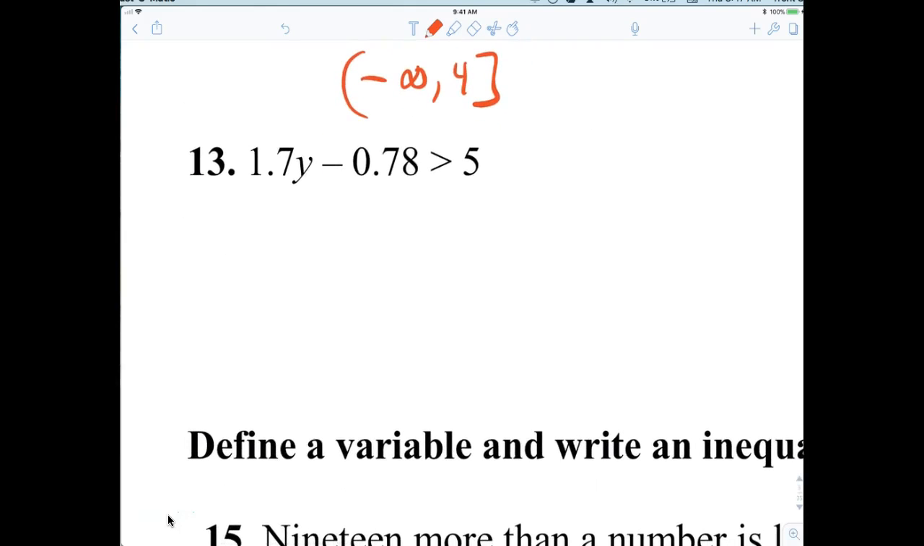All right, so here we go. Now, 5.78. So y is greater than 3.4. Yeah, I was looking at that. 5.7. All right.